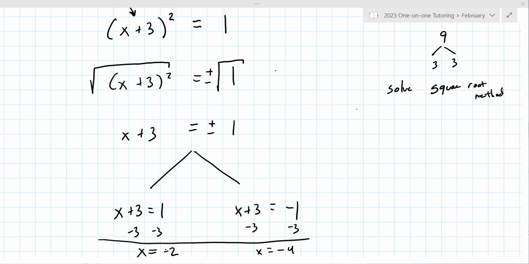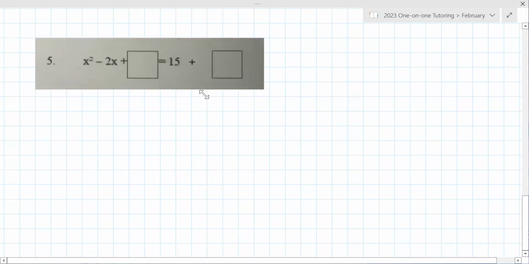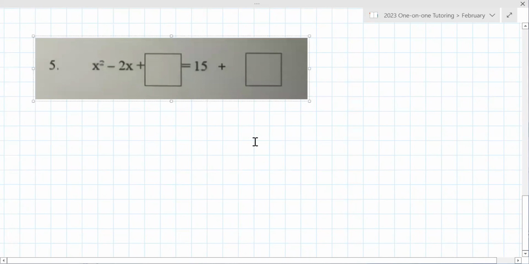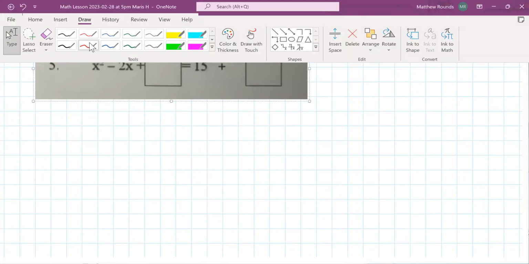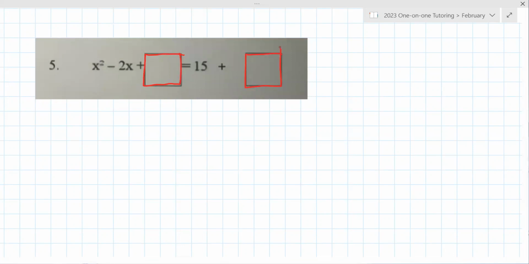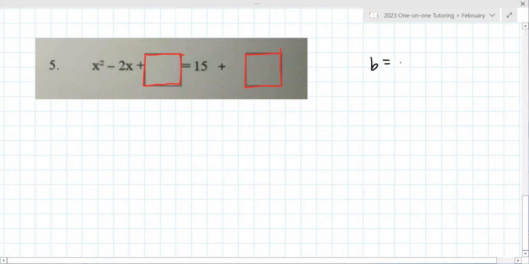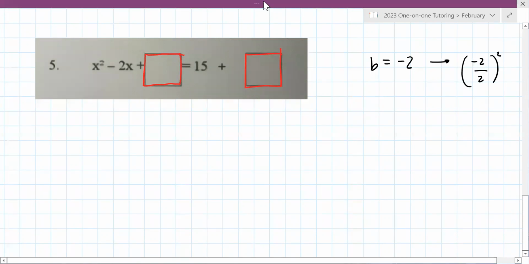All right, thank you. So we're going to do another problem. We're going to work it through together. There are just like 3 or 4 things now. It's not just one thing. So we're going to first figure out what goes in the box. That's thing 1. What goes in the box is b divided by 2, squared. So what is the b value in this problem? -2. So we're going to divide that by 2 and then square it. Can you tell me what that becomes?